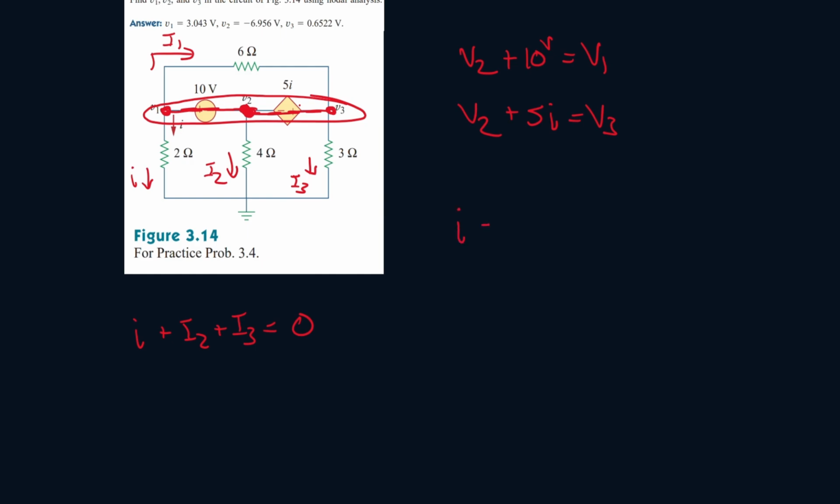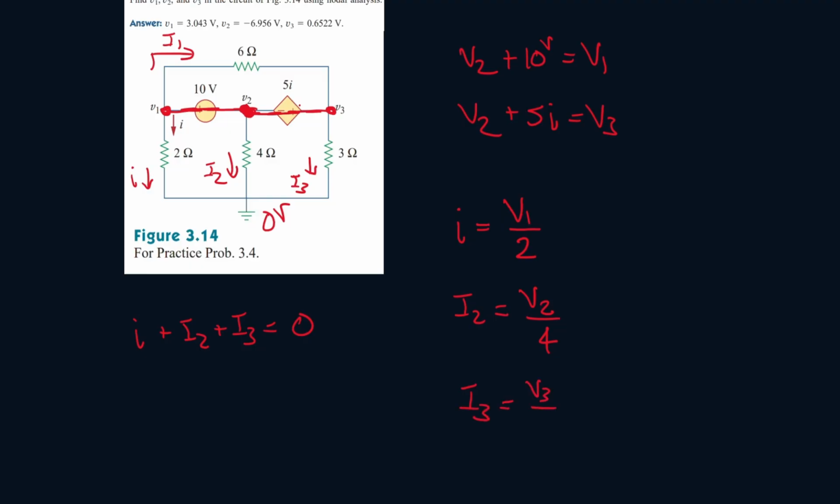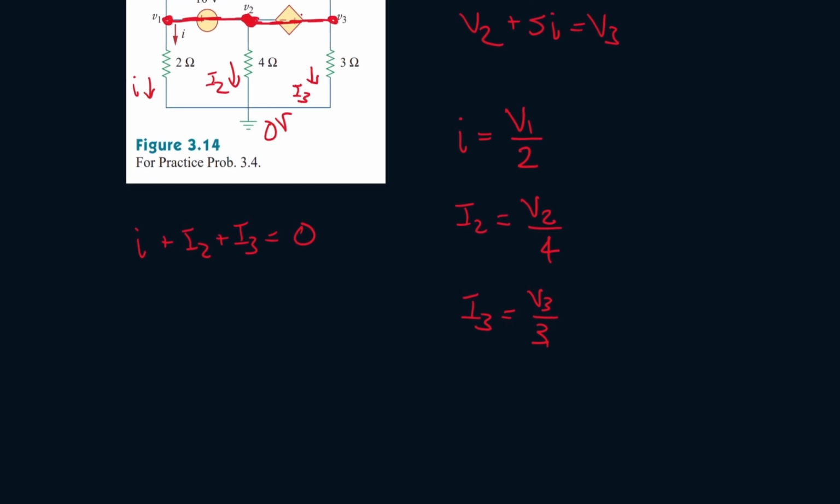So I will be equal to V1 over 2 because it goes from high potential to low potential, and this is the ground, so it'll be 0 volts down there. So it'll be V1 minus 0 over 2. I2 will be V2 minus 0 over 4. And I3 will be V3 minus 0 over 3. Now let's plug these in. So we have V1 over 2 plus V2 over 4 plus V3 over 3 equals 0.